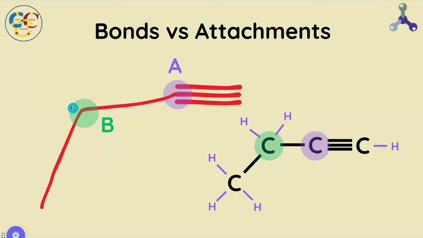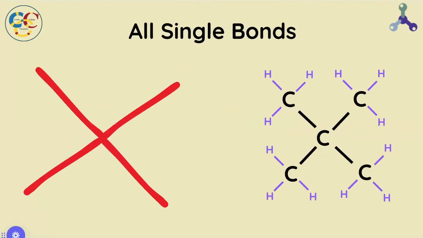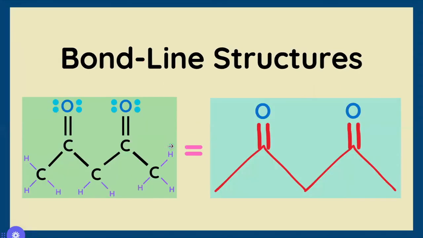But for B, we only have 2 bonds accounted for. So to get to the 4, we have to add 2 hydrogens. So B has 4 attachments, A has 2. This also explains why every carbon within our question 1 molecule has 4 attachments. With nothing but single bonds, there's a 1-to-1 relationship between the number of bonds of each carbon and the number of attachments.